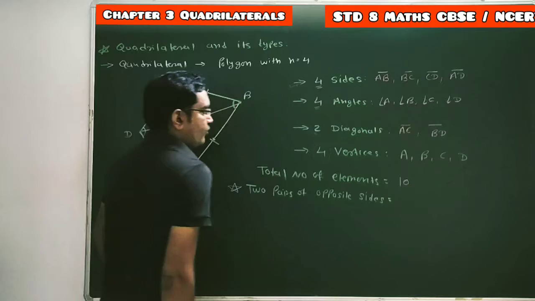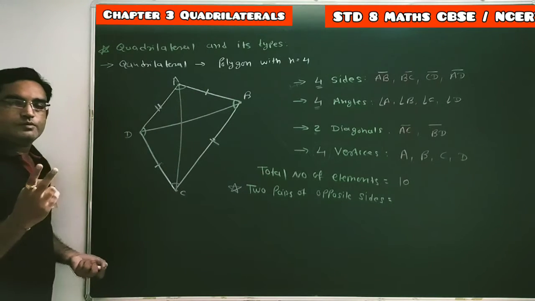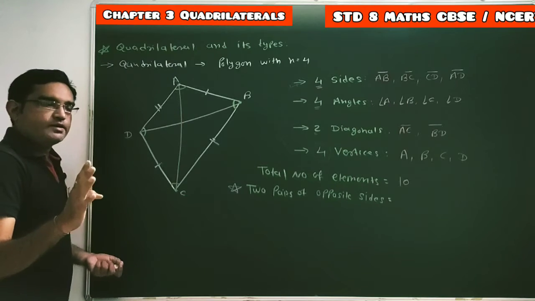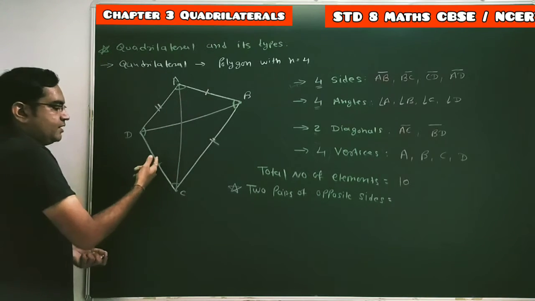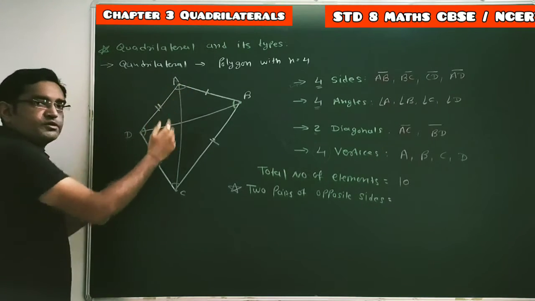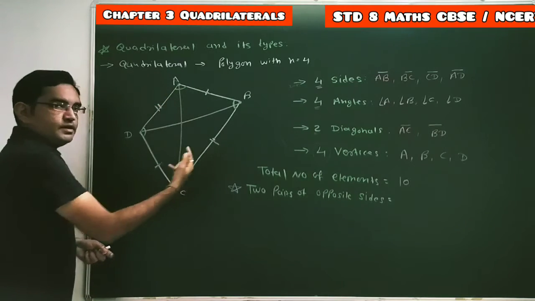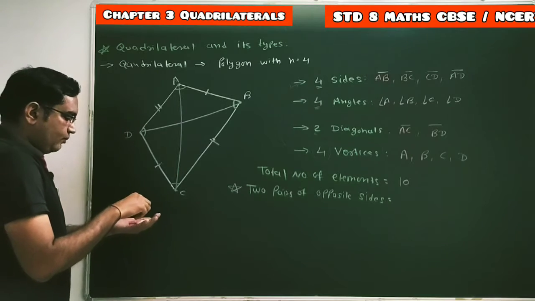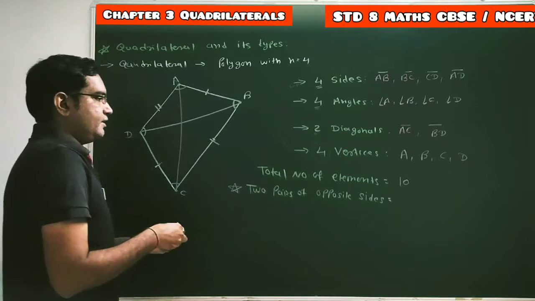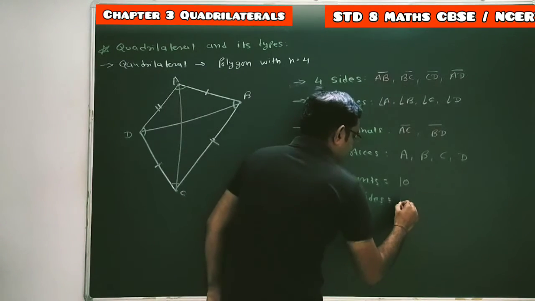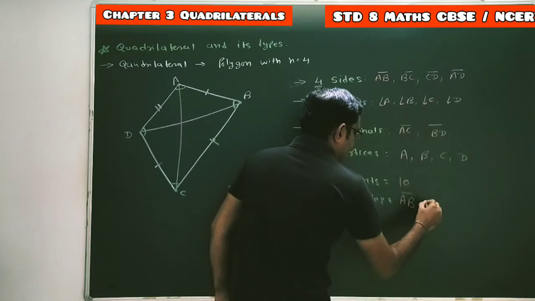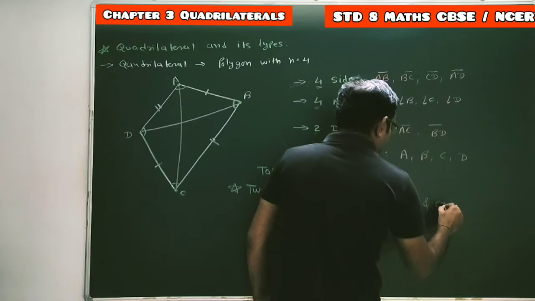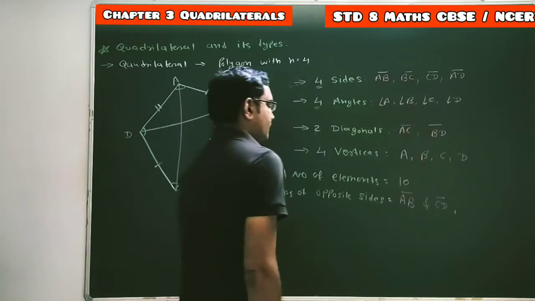Two pairs of opposite sides are there. Pair means two, then two pairs, total 4 sides are there. Out of that 4 sides, we can consider AB and CD as one pair of opposite sides, and AD and BC as another pair of opposite sides. So here 2 pairs of opposite sides are there, and they are side AB and side CD. Side AB and CD is one pair.